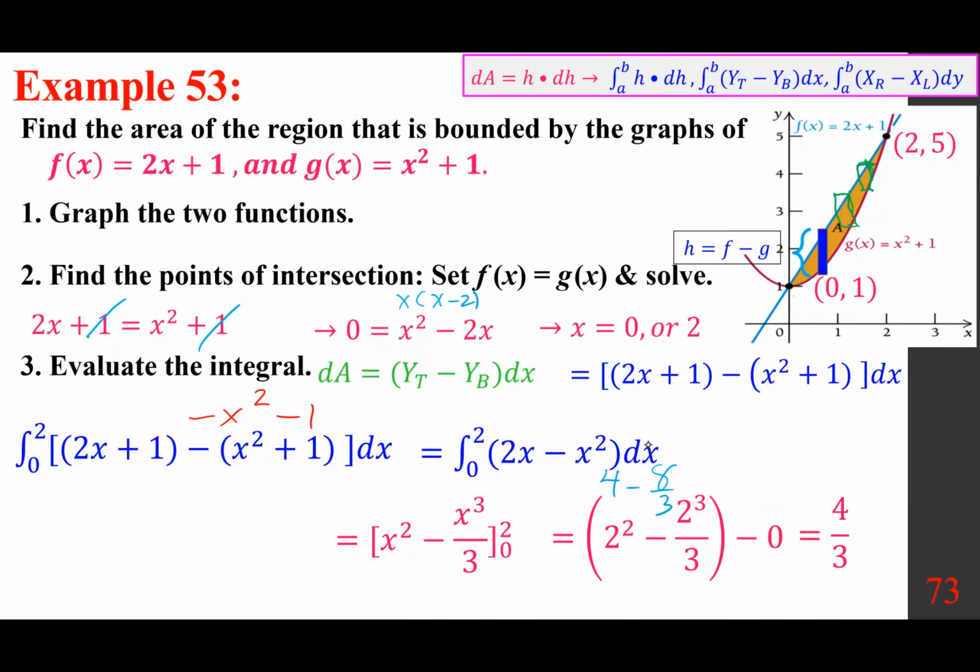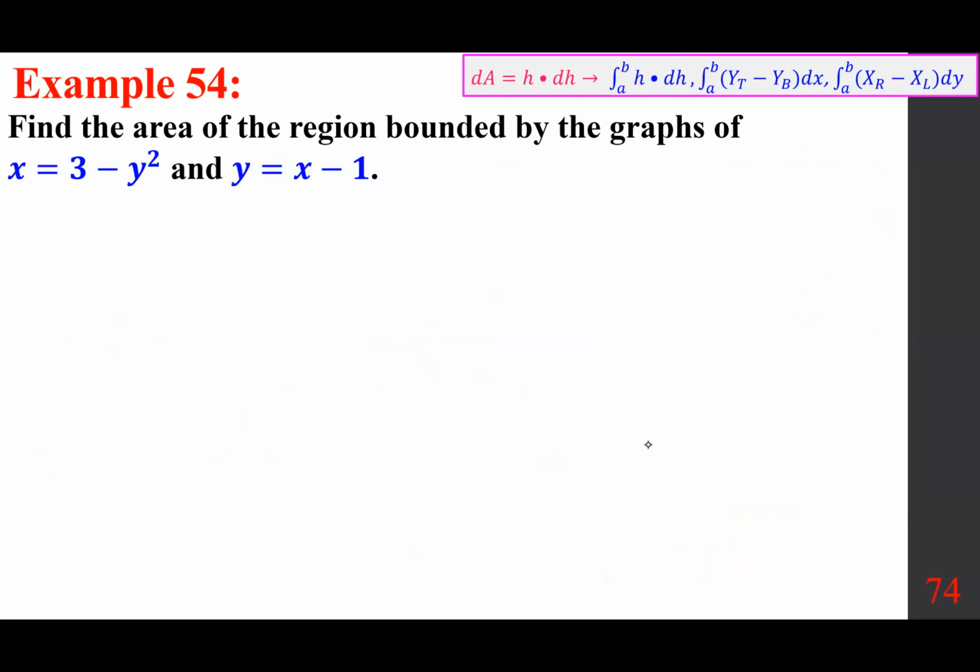Very straightforward, everybody. So that's how you find the area between the two curves. Find the area of the region bounded by the graphs of x equals 3 minus y squared and y equals x minus 1. The very first step is to graph the whole situation, the setting. I can't emphasize the importance of that.